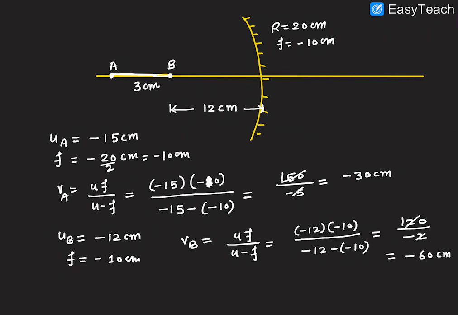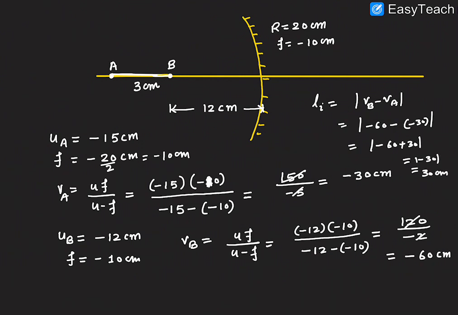Okay, so length of the image is equal to the mod of VB minus VA. VB is your minus 60 and VA is your minus 30, right? So we have minus 60 plus 30, that is your minus 30 centimeter. Okay, so the length of the image is 30 centimeter.